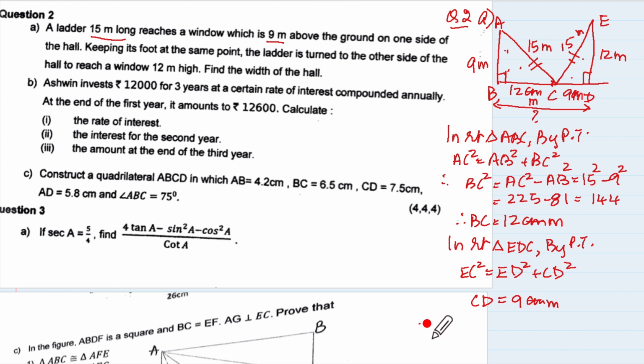Now, what will be our BD? The width of the hall, it will be BC plus CD, correct? So BC means 12 meter plus 9 meter. How much is that? 21 meter. Okay, so that was your 4-mark question.